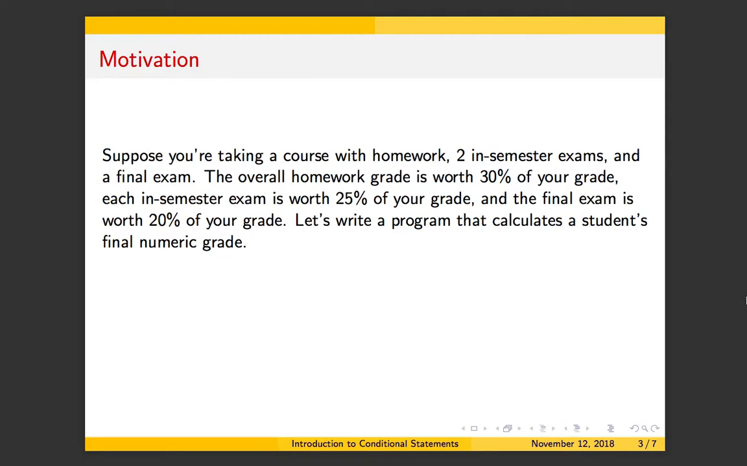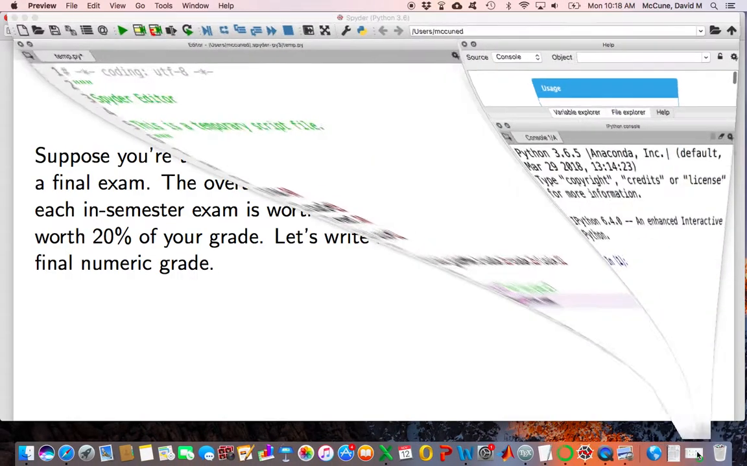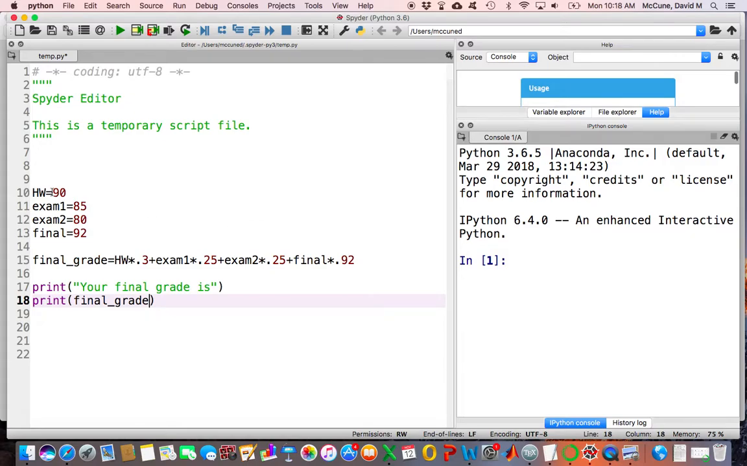So the first thing you might want to do is write a program that calculates your numeric final grade. And I have such a program written. And it looks like this. I have 4 variables for the 4 grade components: homework, exam 1, exam 2, final. I have given each of those variables a value. So maybe your homework grade is a 90, your 2 exam scores were 85 and 80, and your final exam score is a 92.